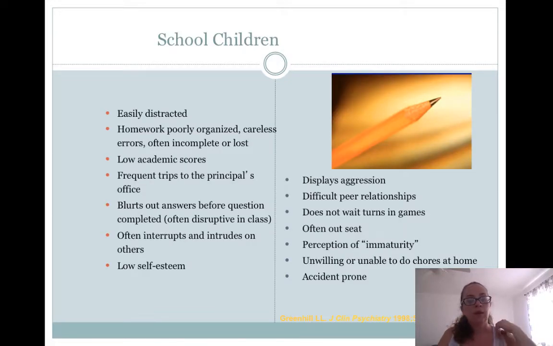All right, so in school children, we often see easily distracted, poorly organized homework, careless errors, often incomplete or lost, low academic scores, frequent trips to the principal's office, blurts out answers before a question is completed, interrupts and intrudes on others, low self-esteem, aggression, doesn't have friends, doesn't wait for their turns in games, often out of seat, seems to be immature, unwilling or unable to do chores at home, accident-prone. This is the criteria. Do you see how it's so broad, it's so global? There's a million things that could cause this in children. So I could look at your child and say, yes, they have all these things. They have ADHD.